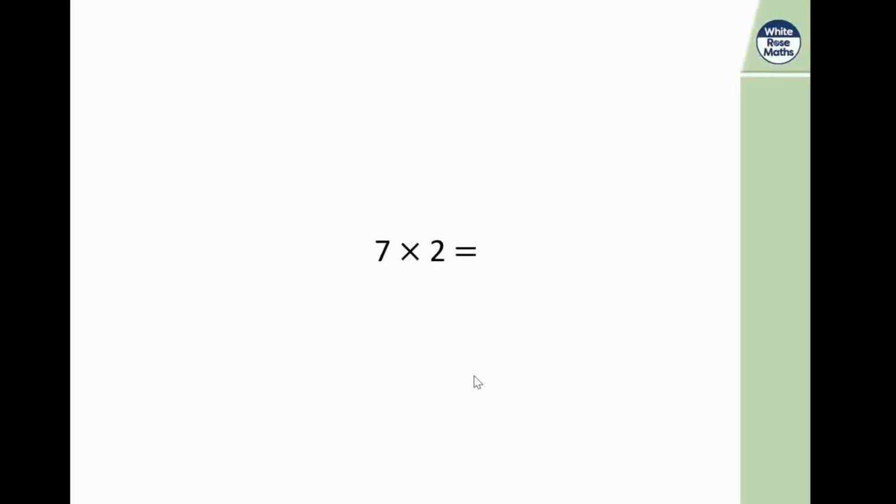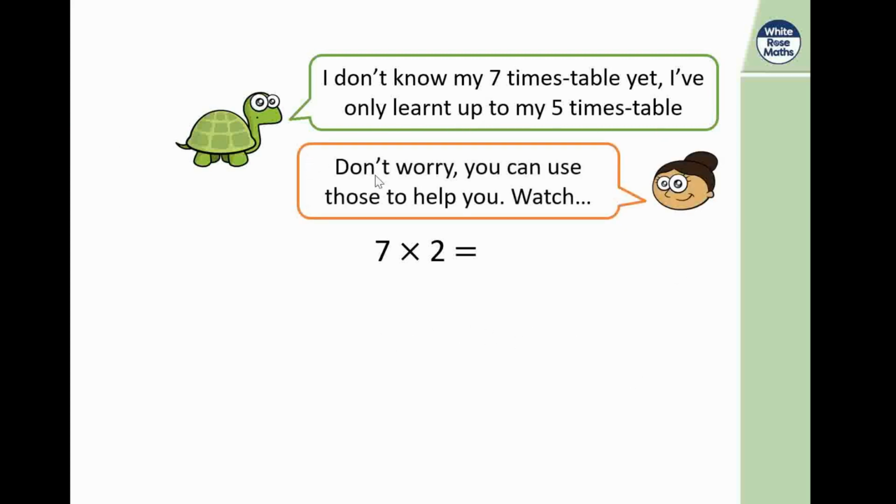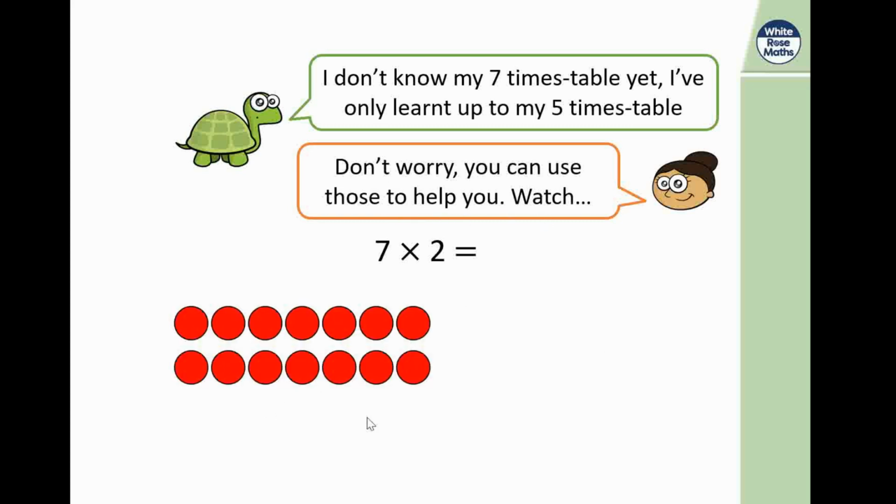Okay, 7 times 2. Quick. 14. I don't know my 7 times table yet, but I have only learned up to my 5 times table. Okay, let's see where this goes. Don't worry, you can use those to help you. Watch. Okay, let's see what she suggests.